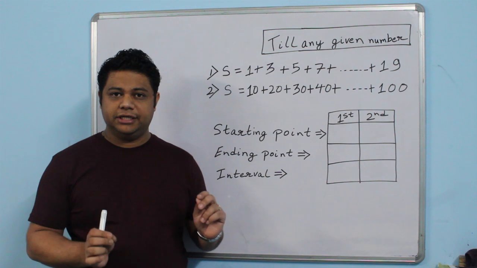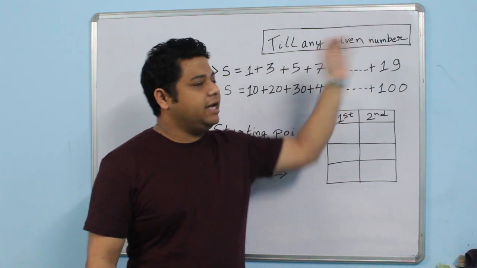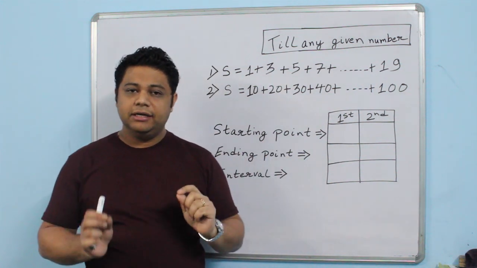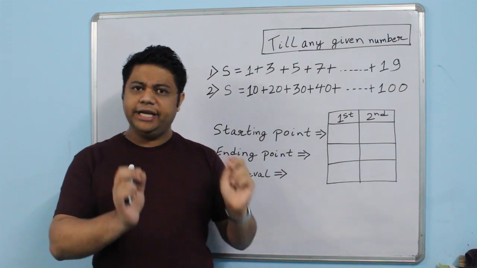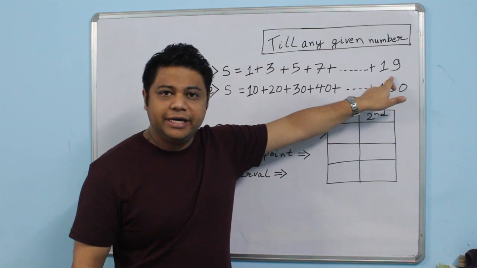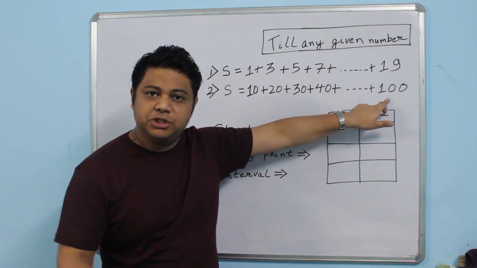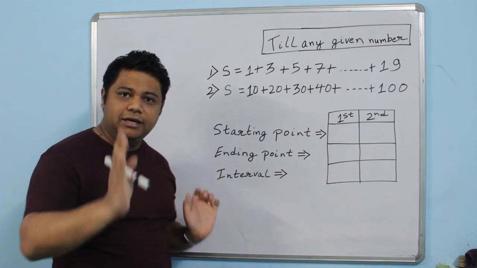The last thing we are going to discuss in this part, starting, ending and interval, is till any given number. Sometimes the sum of series is given up to a particular limit, and the limit is a number. It's not n, it's not nth. I have given two examples. The ending point here is 19 and here it is 100. So they are numbers. For this type of program, what will be the starting, ending and interval? Let's have a look.